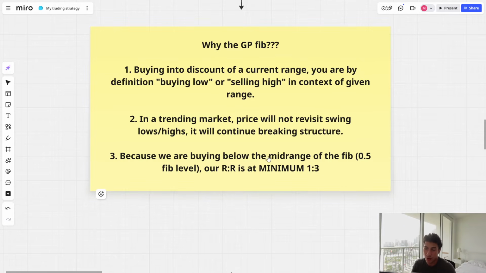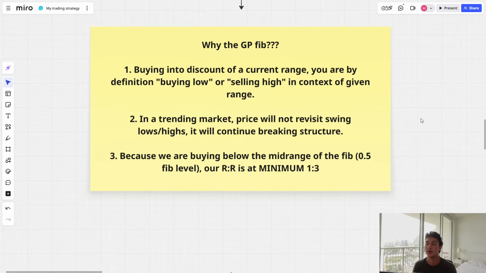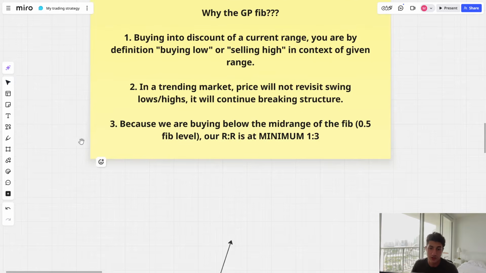Because we are buying below the mid-range of the fib, right, below the 0.5 fib level, our risk to reward is at minimum a 1 to 3. So we're always going to be risking at minimum, let's say $100 to make $300. So you can have a below 50% win rate and still be very profitable using the golden pocket fib.